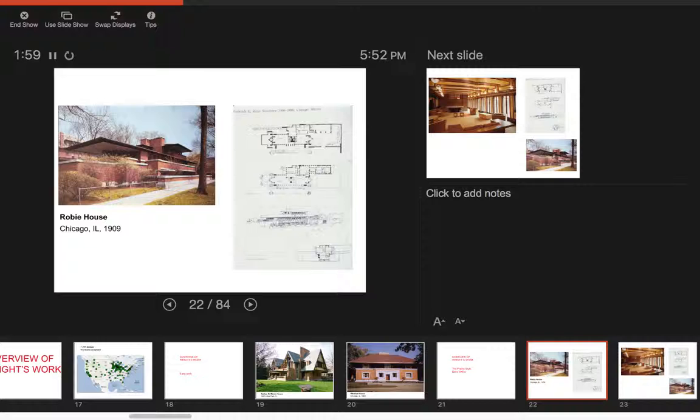And so Frank Lloyd Wright's architecture, instead of having boxes that put people in according to who they are, everybody's in flux. And so the architecture is in flux.